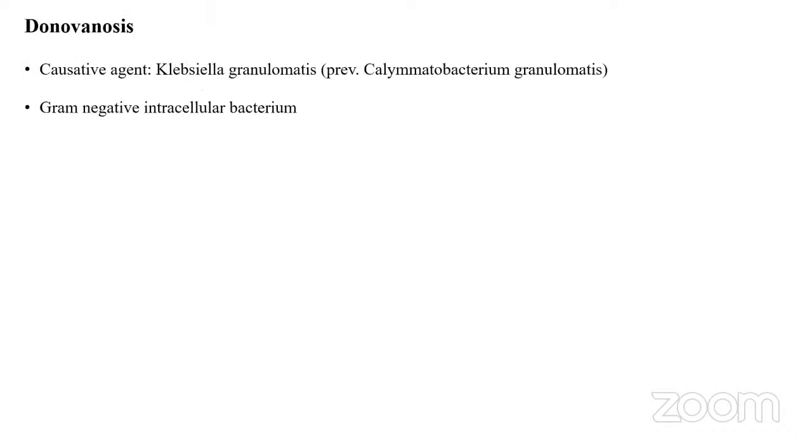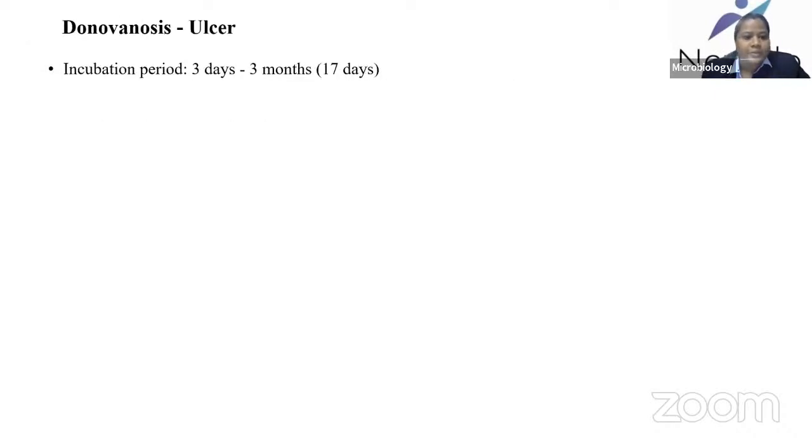So next we'll move on to donovanosis. Okay. So if we talk about donovanosis, the causative organism causing the condition is Klebsiella granulomatis. Previously, this organism was also called Calymmatobacterium granulomatis. Okay, so Klebsiella granulomatis is a gram-negative bacillus. It is an intracellular bacterium. It is a capsulated bacterium, right? We will move on to the clinical features.